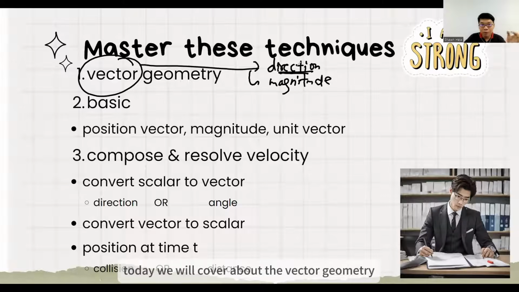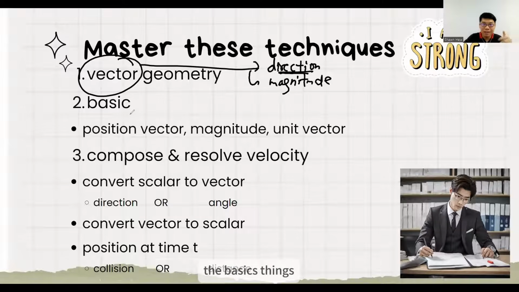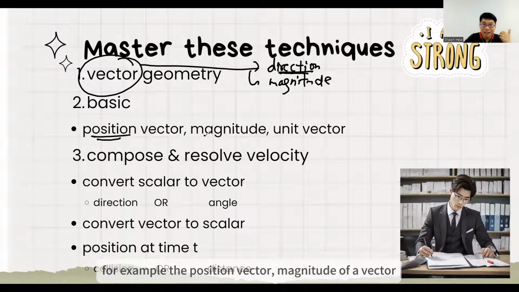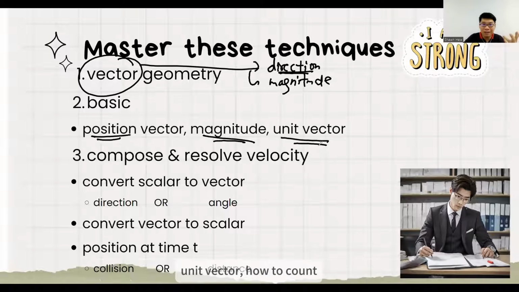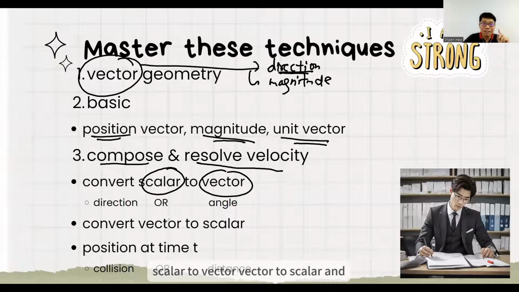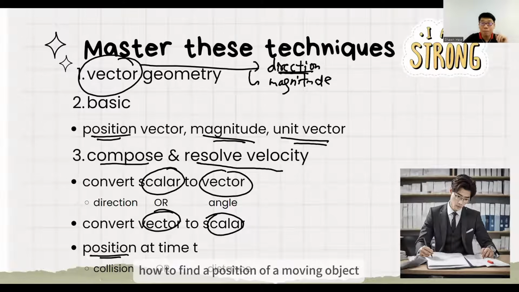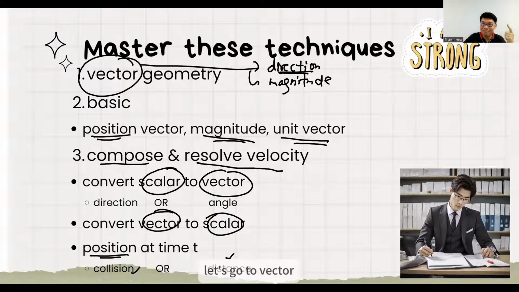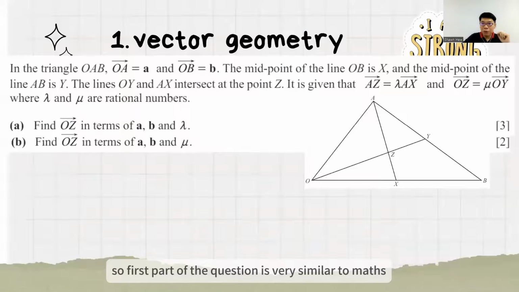Today we will cover the vector geometry, the basic things, for example, the position vector, magnitude of a vector, unit vector, how to count. And also we learn how to compose and resolve velocity by converting scalar to vector, vector to scalar, and how to find the position of a moving object at a specific time, and whether two particles will collide or not, and what is the distance between them. Let's go to vector.